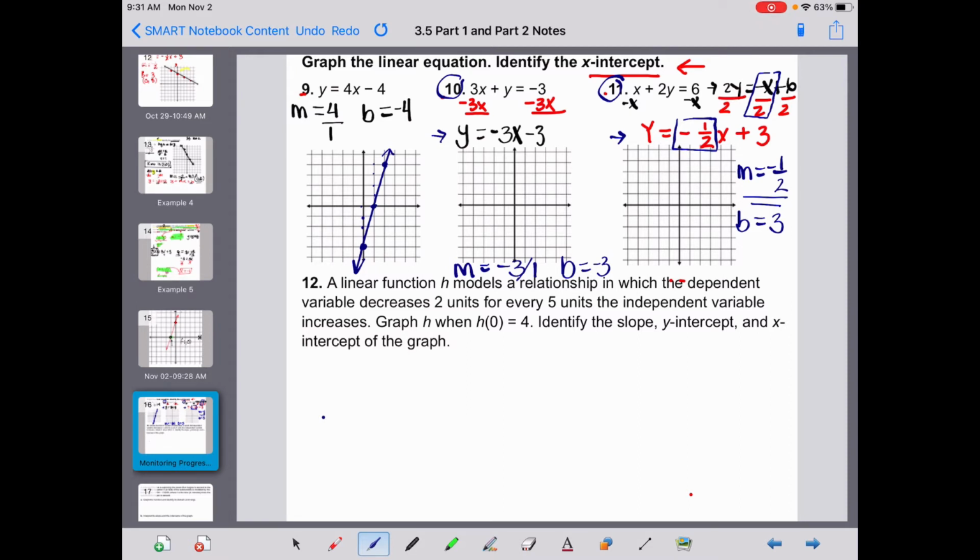And number 10, our y-intercept begins at negative 3. And our slope is down 3, right 1, or up 3, left 1, because we don't have space.